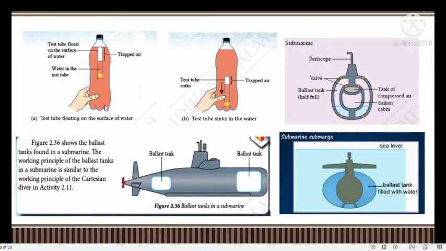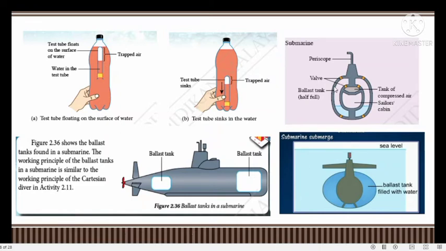So this is the Cartesian diver, so we can apply the same concept just now. Figure 2.36 shows the ballast tank found in a submarine. The working principle of the ballast tank in a submarine is similar to the working principle of the Cartesian diver. So you can see when there is less water in the tube, the test tube will float up. When more water gets into the test tube, you can see the test tube sink. So the same thing applies for the submarine.